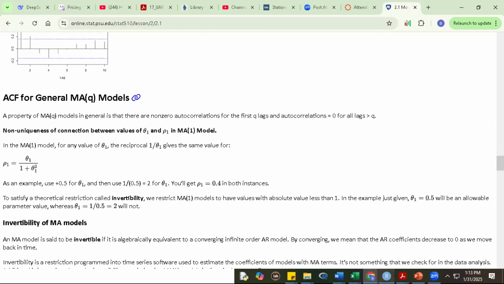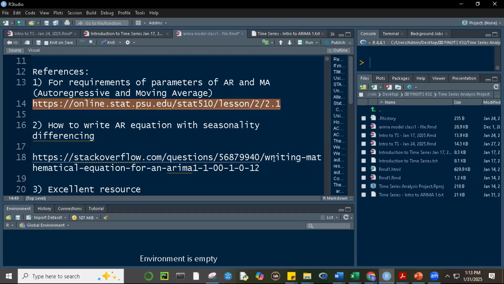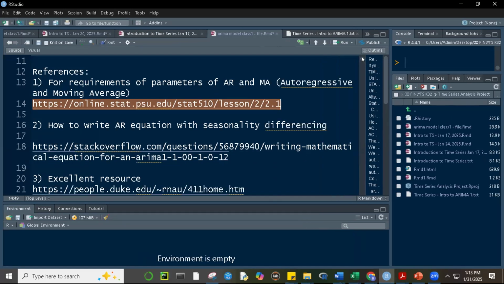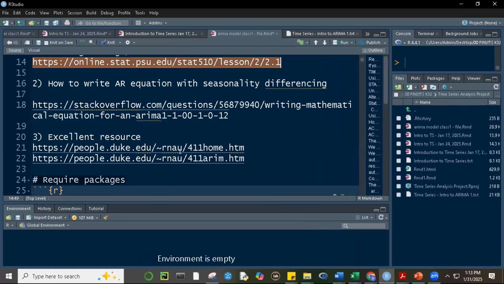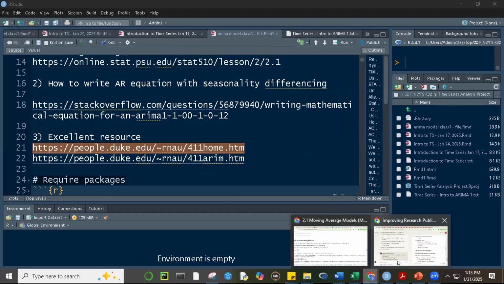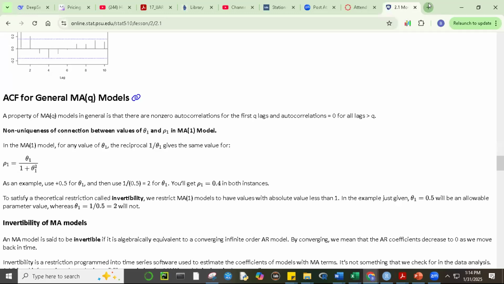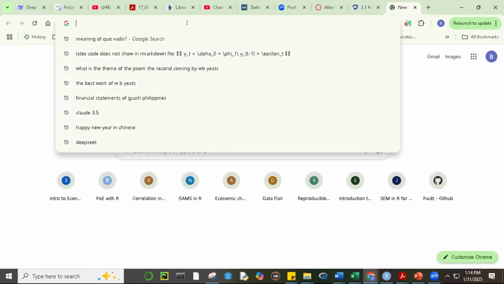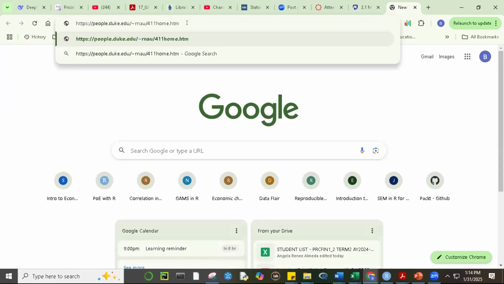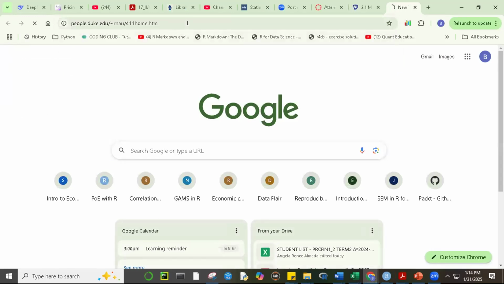Okay, let's go back to our code. I will not show anymore here the other lessons, except for this one. This is an excellent source. Let's take a look at this. This is from Duke University. Yeah, these are very good references for you to use. Some of you are requesting for some materials. I'm giving you some here.